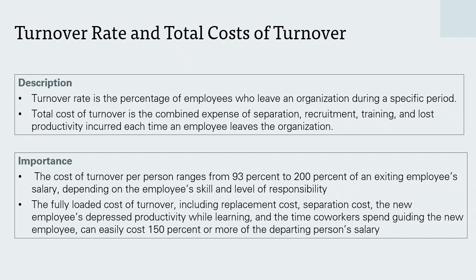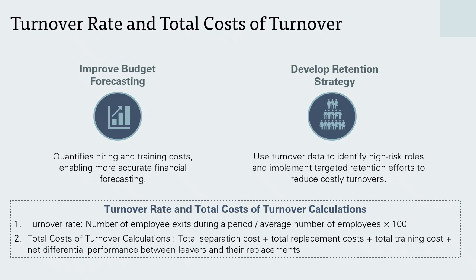According to the Journal of Accountancy, the turnover cost per person ranges from 93% to 200% of an exiting employee's salary, depending on the employee. Another study found that the fully loaded cost of turnover can easily cost 150% or more of the exiting person's salary. Due to these costs, one of the use cases of turnover is budget forecasting.